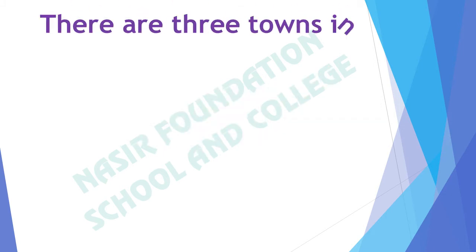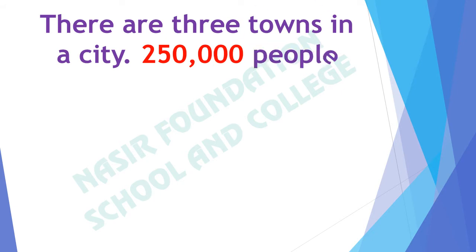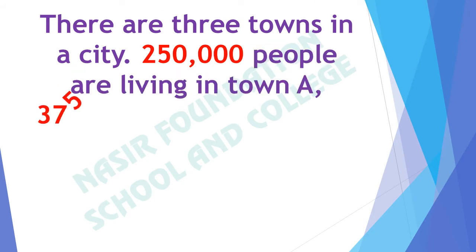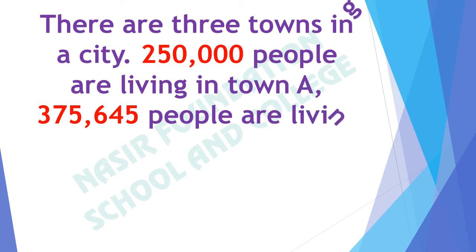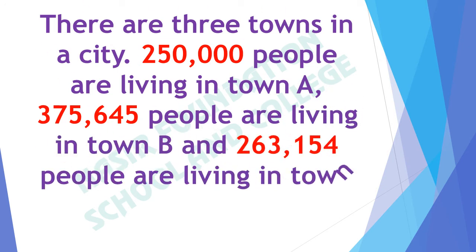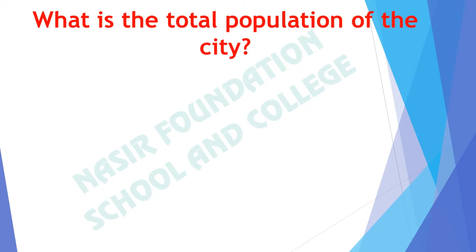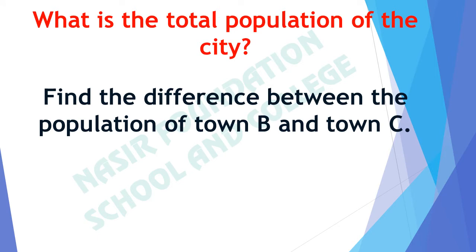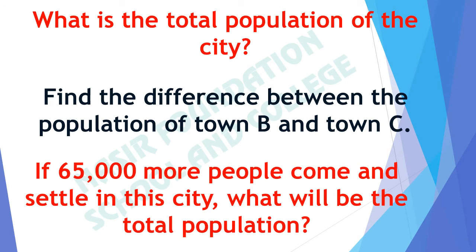There are 3 towns in a city. 250,000 people are living in town A. 375,645 people are living in town B. And 263,154 people are living in town C. What is the total population of the city? Find the difference between the population of town B and C. And if 65,000 more people come and settle in this city, what will be the total population?